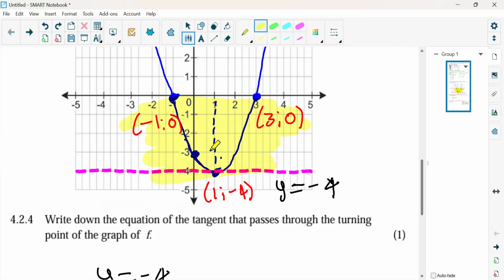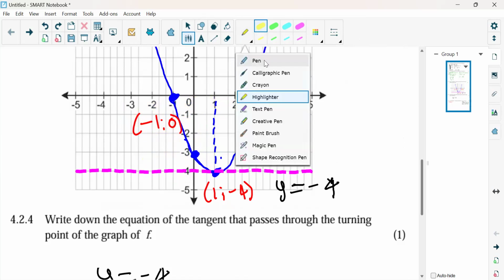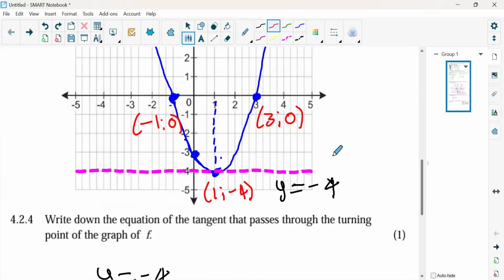So how are you going to write this? You are going to tell them what x values are making it possible for the graph to be below. What is the first x value that is making this possible? The first x value is -1. So we're going to write -1. And what is the last value that is making this possible? The last value is 3.